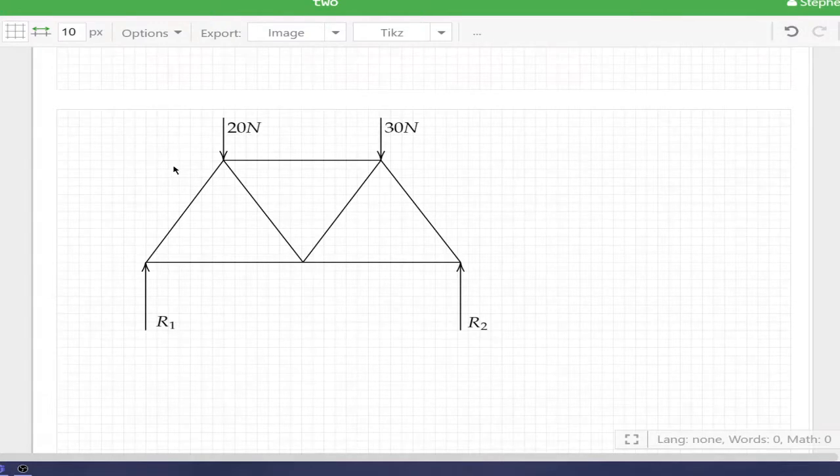Okay, so where do we start? Well, as ever, we need to start with moments. So to do that, we need some dimensions for this. So I'll put some dimensions on and we'll take it from there.